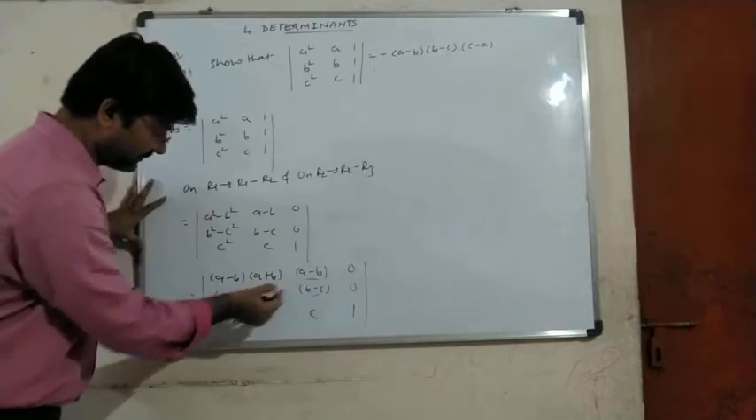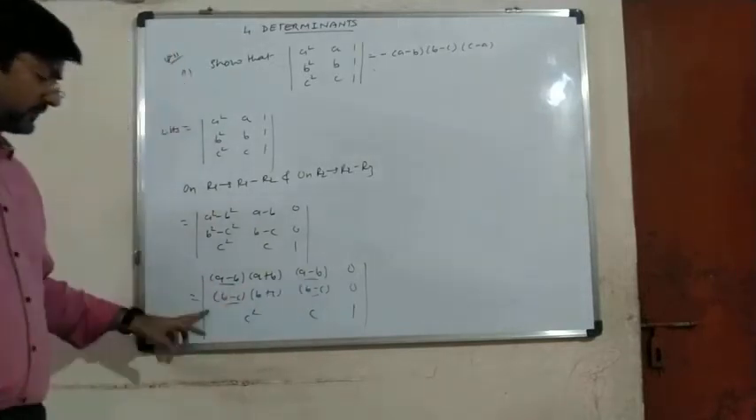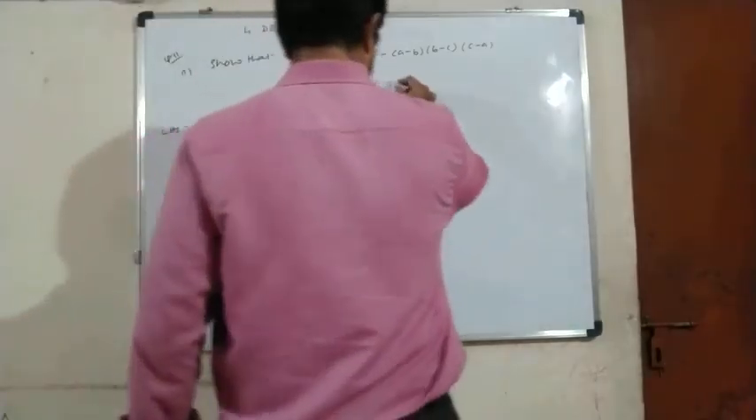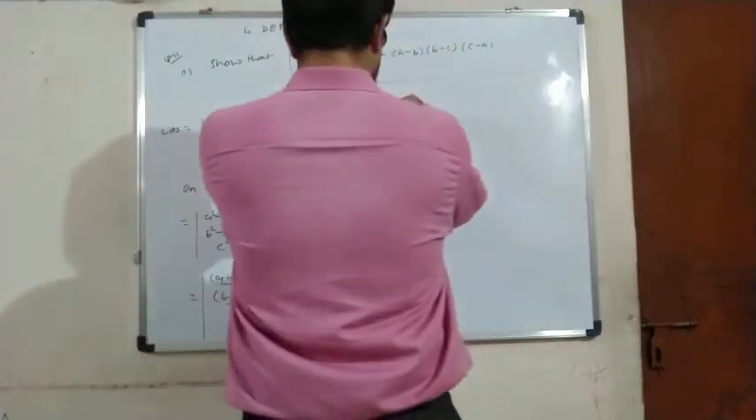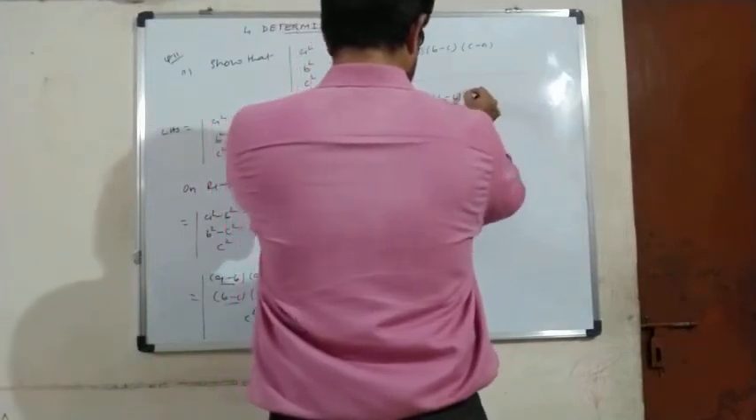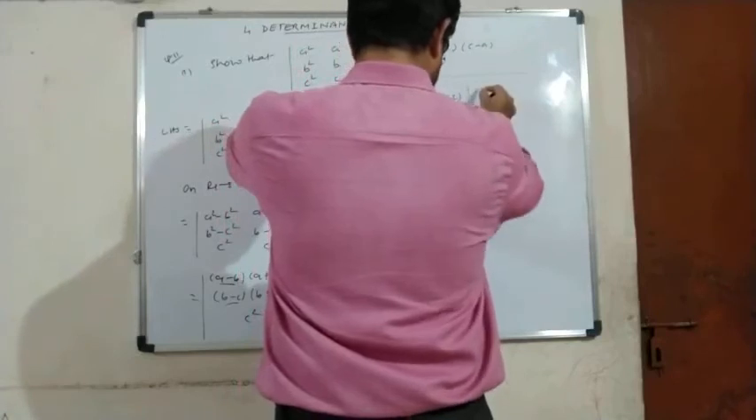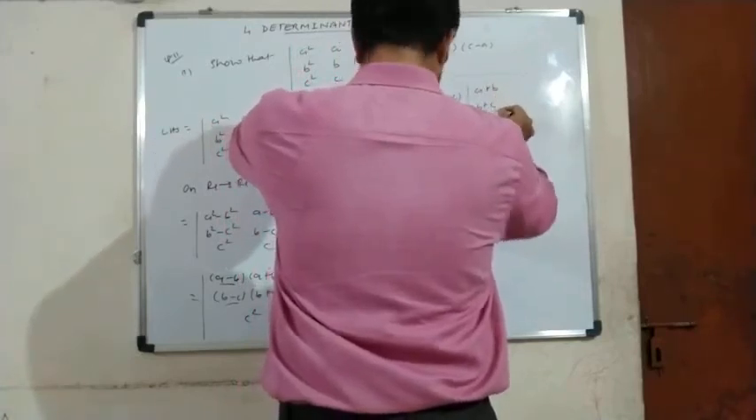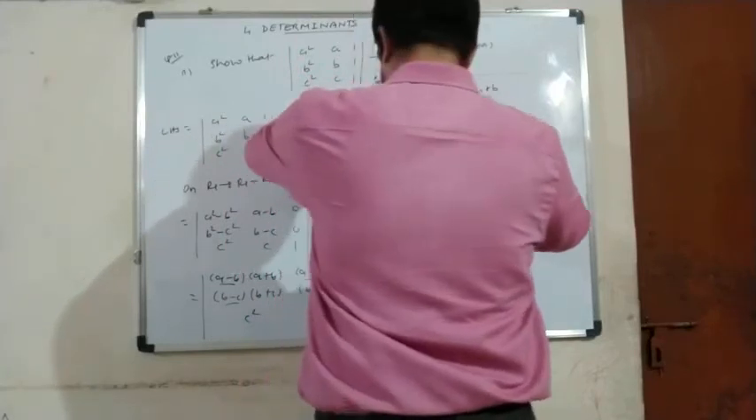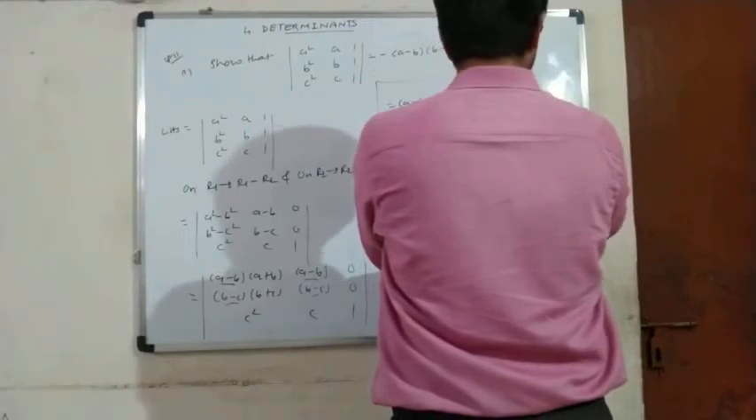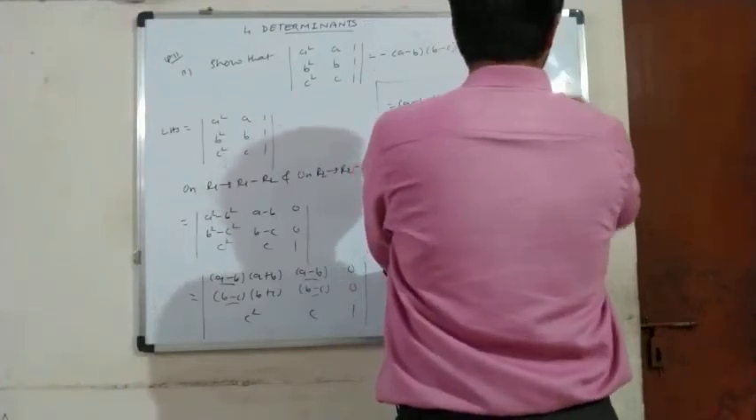Yes or no? From here a minus b and from the second row b minus c. So outside now we can write equal to a minus b into b minus c. Now what is left in the determinant is a plus b, b plus c, c square. Okay, 1, 1, c, 0, 0, 1.